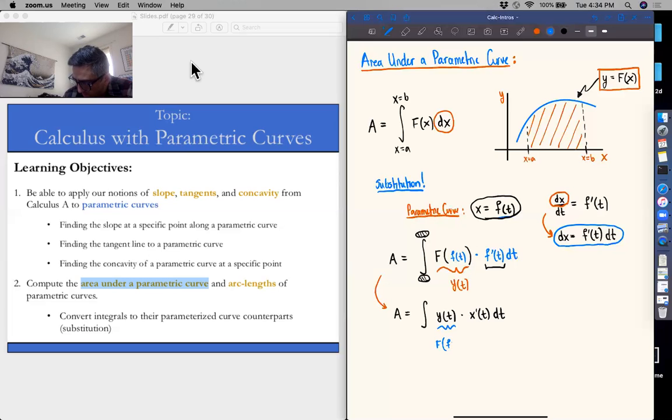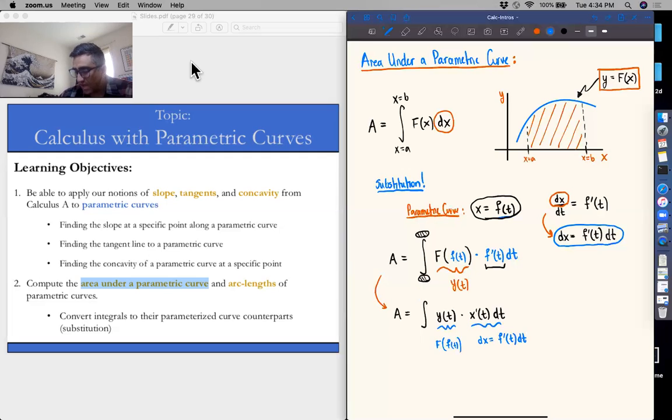So again, just so we're on the same page, that y of t was our original capital F of little f of t. And this infinitesimal quantity that we substituted for dx, that was our original dx that we could write through that u substitution as f prime of t dt. So that's where all of these characters from the integral are coming from. And the last thing we need to figure out is, well, what are the bounds?